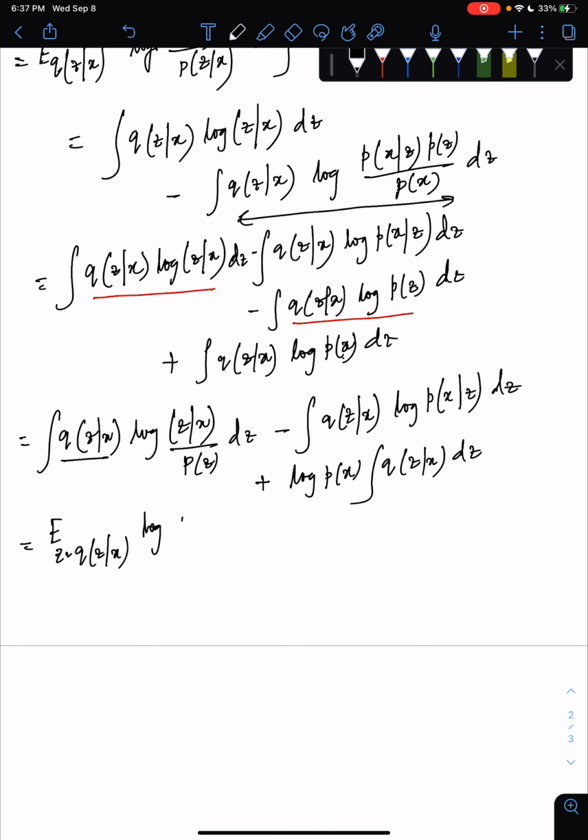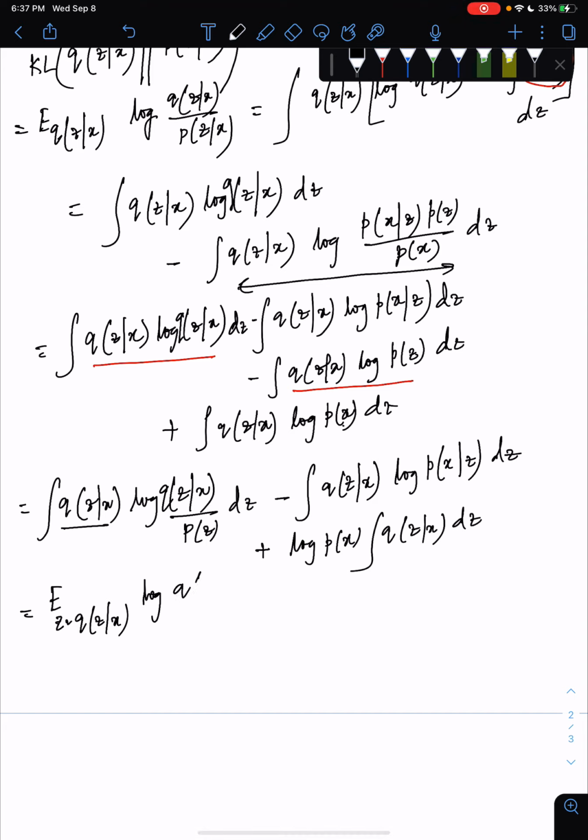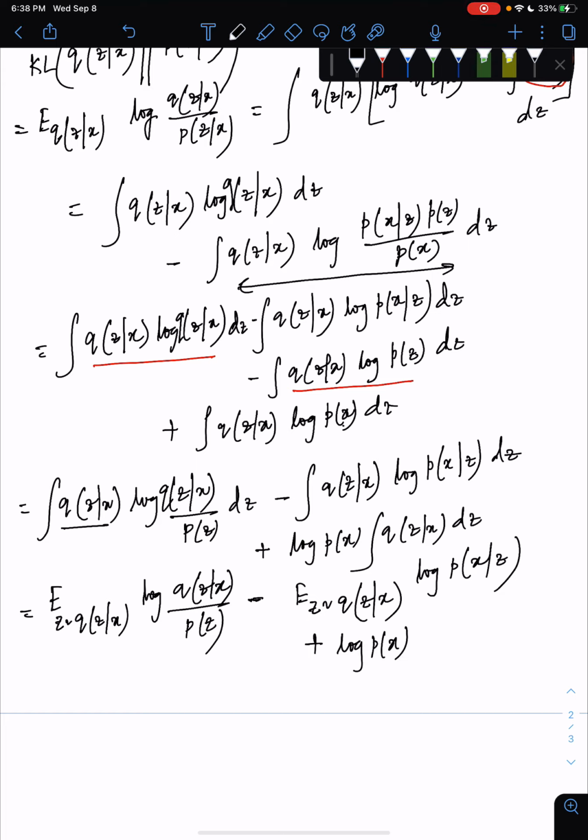Oh, I'm sorry, I think I missed it. There is a q, there is a q, there is a q, and this is q(z|x) over p(z), minus, this is also an expectation, and this is only log p(x), because we are taking an integration with respect to a density, and this internal term will be 1.